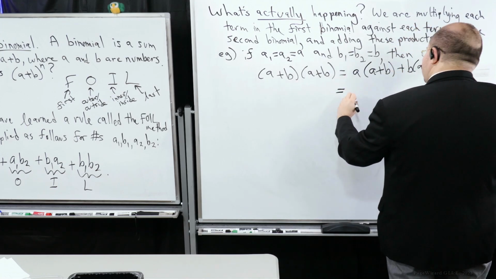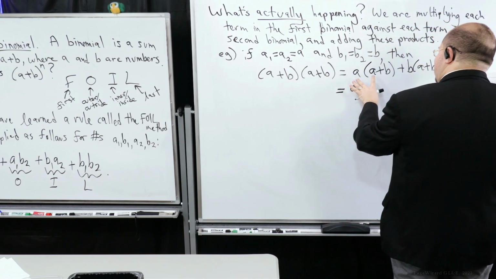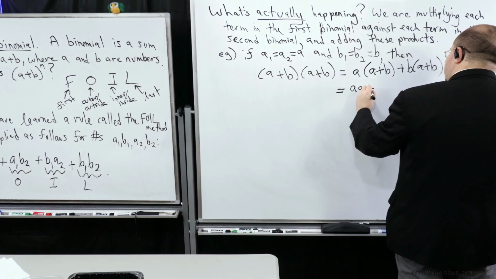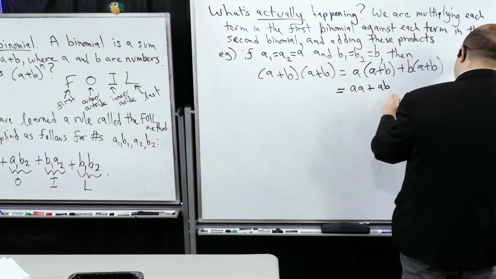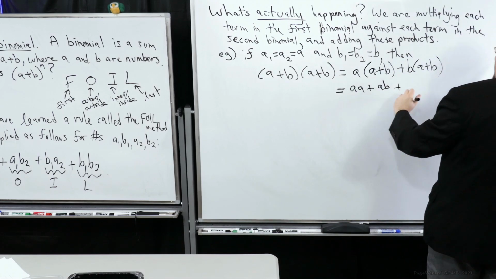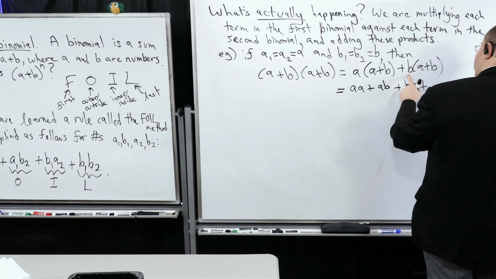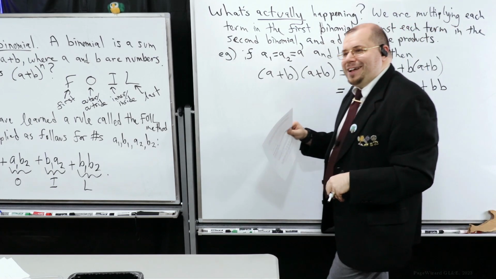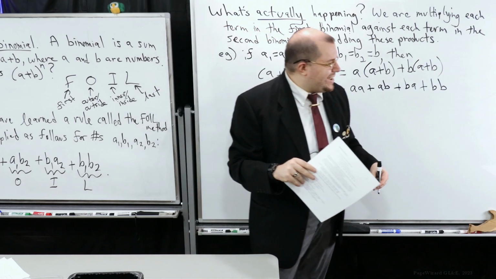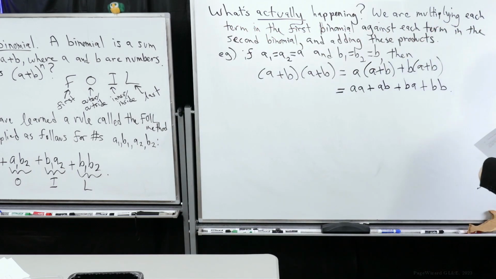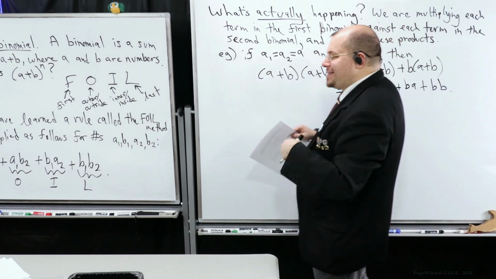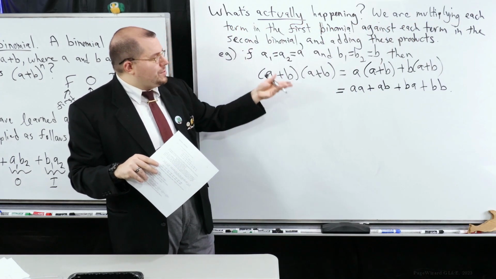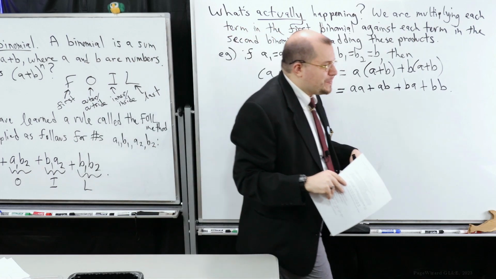So now, what do you end up with? This is a times a is aa. Then I have a times b. So I have aa, ab, plus ba, plus bb. Look, there's your FOIL right there. Do you see it now? So if you're not seeing it right away, go back to the other example. Just put A1, A2, B1, B2 in, and just go through the same exercise we just did here.